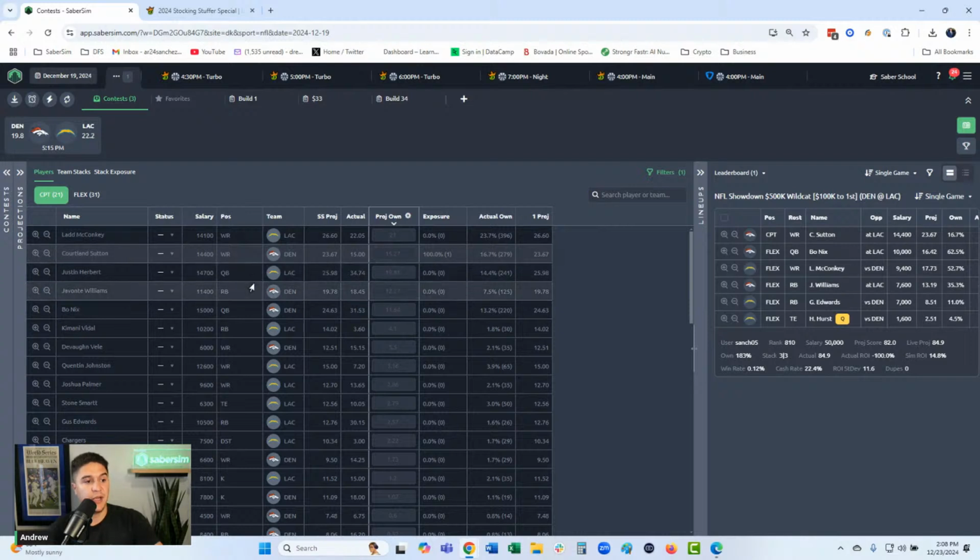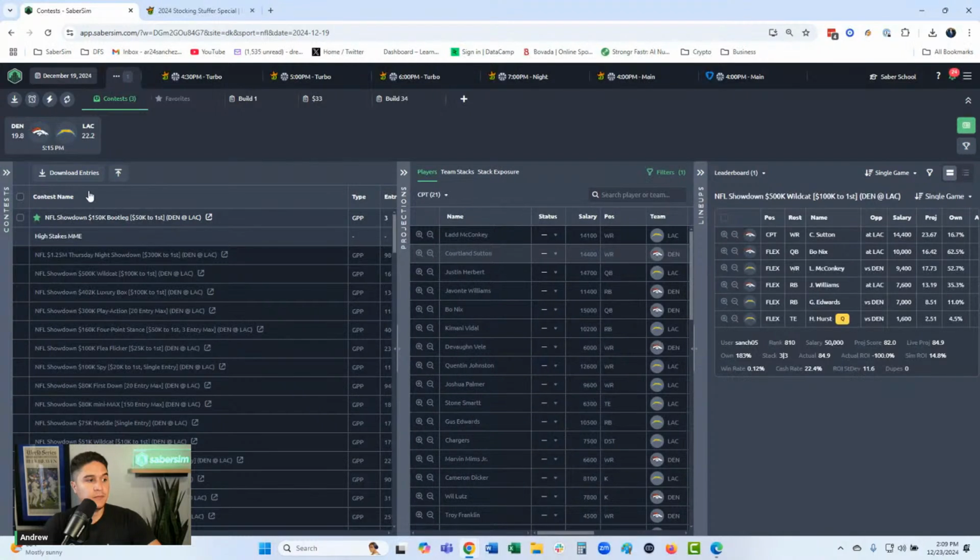I'm sure the builder probably liked Lad McConkey a lot more because he's a much higher value as far as projection compared to salary here. So that's something you could consider. You could consider lineup filters for projection. You could consider aggregate rules for projection, right? There's a bunch of different ways you could do that. So my notes here would be, hey, probably play higher projected lineups. Be a good idea.